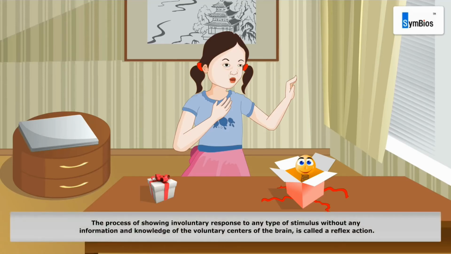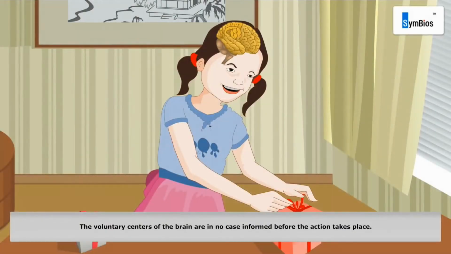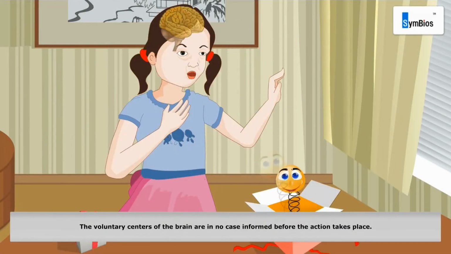The process of showing involuntary response to any type of stimulus without any information and knowledge of the voluntary centers of the brain is called a reflex action. The voluntary centers of the brain are in no case informed before the action takes place. The voluntary centers of the brain may or may not receive the information after the reflex action is completed.